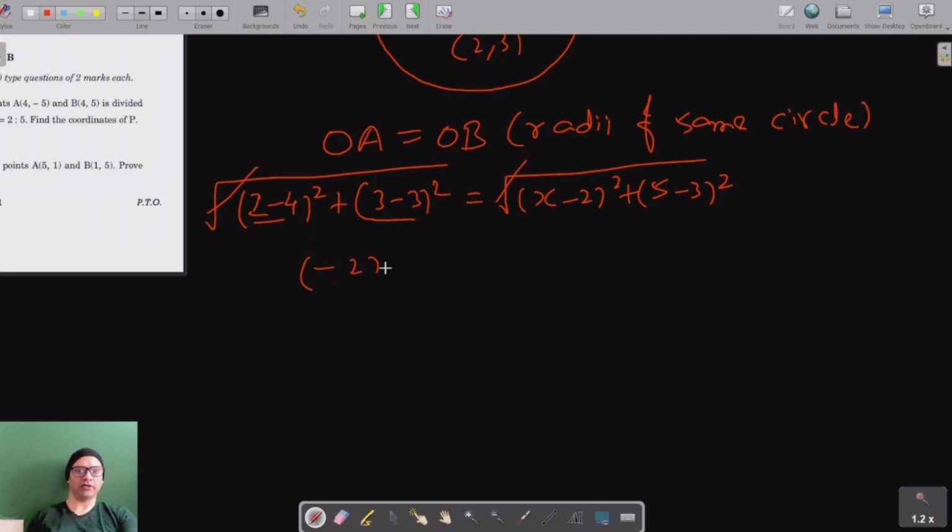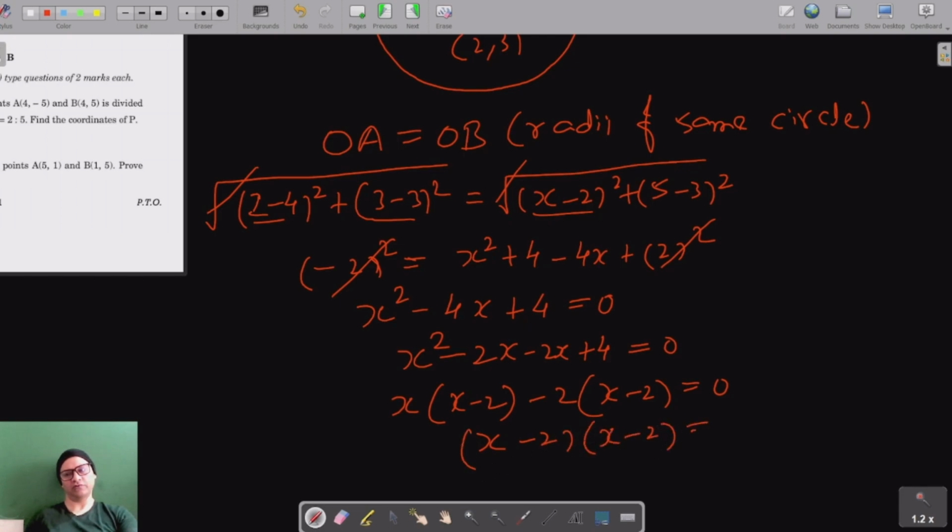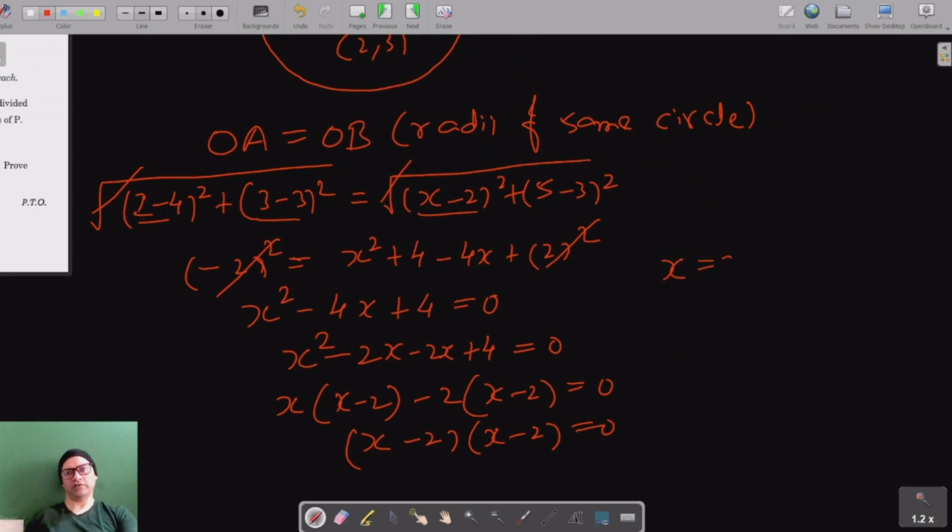2 minus 4 is minus 2, squared. Using (a minus b) the whole square, which is a square plus b square minus 2ab, and 2 square is 4. So finally we have x square minus 4x plus 4 is equal to 0, and this can be factorized. So it is x into (x minus 2) minus 2 into (x minus 2) is equal to 0. So (x minus 2) into (x minus 2) is equal to 0, which gives us x is equal to 2 and x is equal to 2.